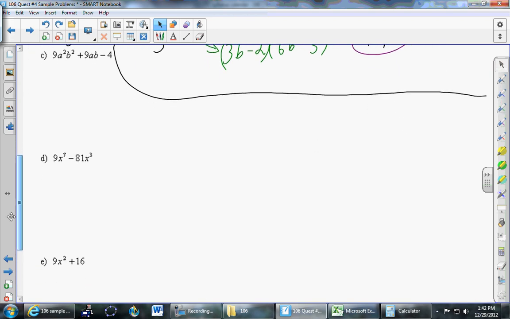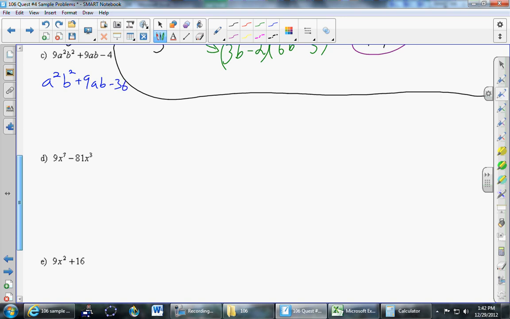Moving on to part C, 9a squared b squared plus 9ab minus 4. Nothing easy here. Again, it looks like a funky factoring thing to me, so I'll take that 9 and move it out of the way. If you prefer the box method, go for it, but I'm going to illustrate the funky factoring again. So a squared b squared plus 9ab minus, and then the 9 gets shoved over here and multiplied by the 4, so we get minus 36.